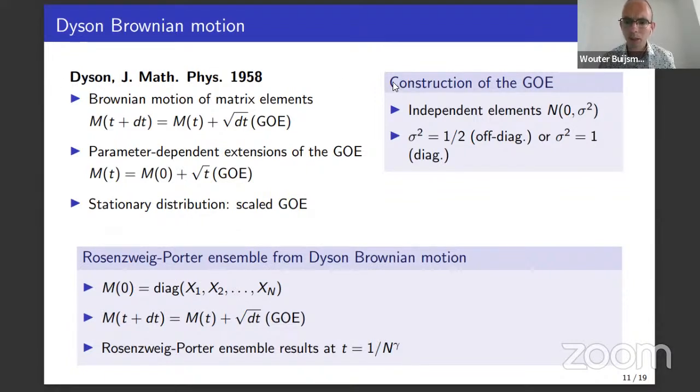But before I go into details about this, let me briefly comment on how the Gaussian orthogonal ensemble is actually constructed. Before, when I introduced the Gaussian orthogonal ensemble, I mentioned the probability distribution for the matrices, but not how you can actually construct these matrices. And you can construct them quite easily. Namely, you take a symmetric matrix, and you fill it just with independent Gaussian distributed elements. These Gaussian distributed elements all have mean 0 and variance sigma squared. And the variance is 1/2 for the off-diagonal elements and 1 for the diagonal elements. And then you can easily show that this random matrix ensemble, if you sample many of these matrices, exactly obeys the properties of the Gaussian orthogonal ensemble.